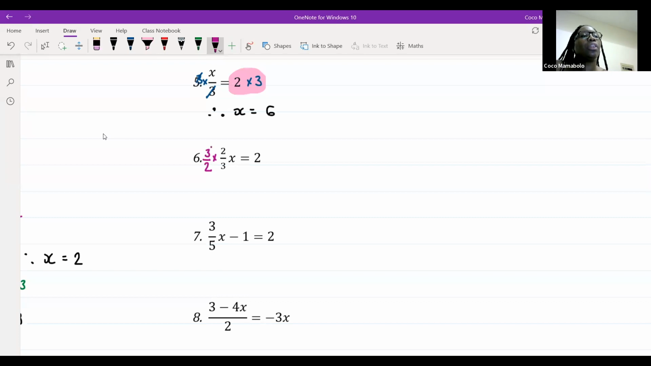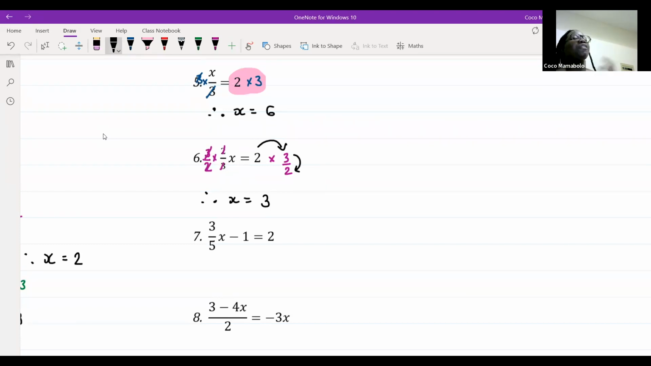Okay, so now 3 divided by 3 will give me 1. And 2 divided by 2 will give me 1. Now I only have x left. But because I multiplied by 3 over 2 on this side, I can also multiply by 3 over 2 on this side. Okay, so my answer, therefore, x is equal to 2 times 3, which is 6, divided by 2, which is 3.